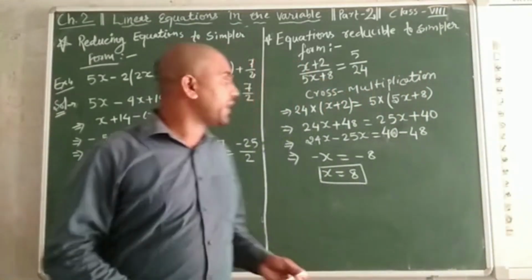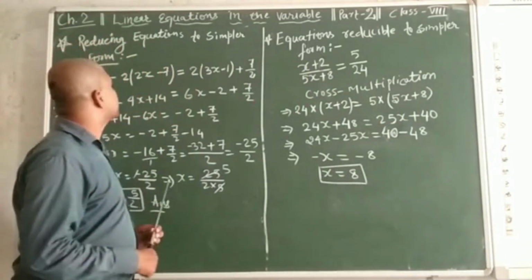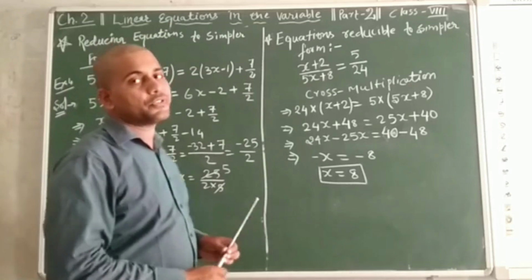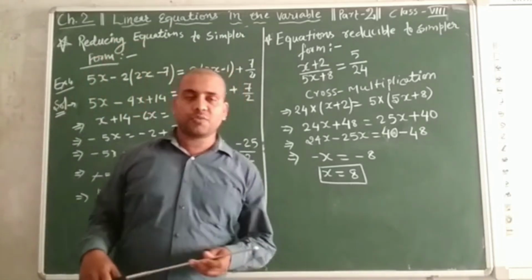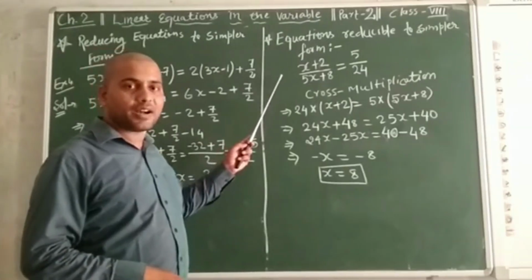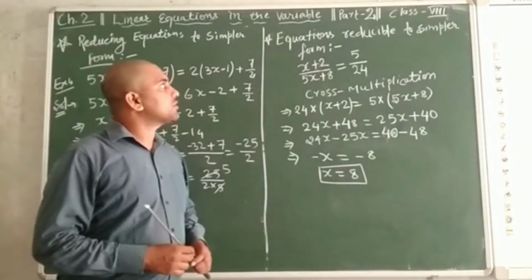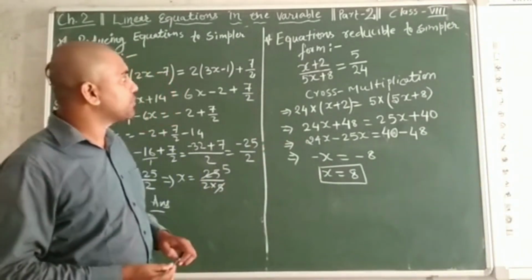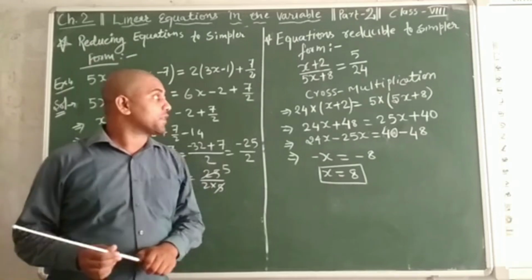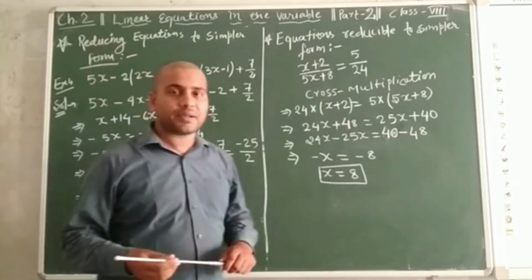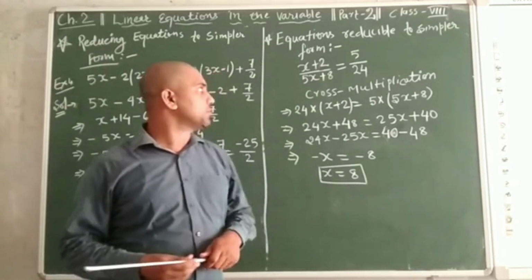Okay, so in this way we will reduce to the simpler form, and we will get the value of the variable, means the solution of the equation. In the next part you can see the next topic, equations reducible to simpler form. Students, here also you can see the best example of cross multiplication, how we have to do it and in which situation we have to do it.